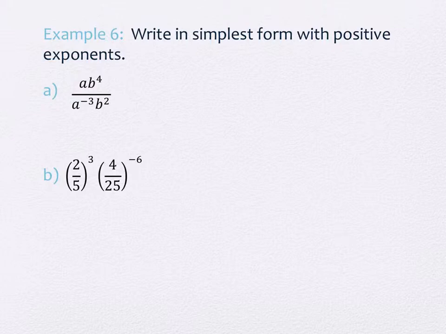All right, so the first one, if you take a look, we have ab to the 4th over a to the negative 3rd b squared. There's several ways to start with this one. So what do you guys want to do? Okay, we could do that. The a to the negative 3 could just move up to the top. So this would be ab to the 4th, and then a to the 3rd over b squared.